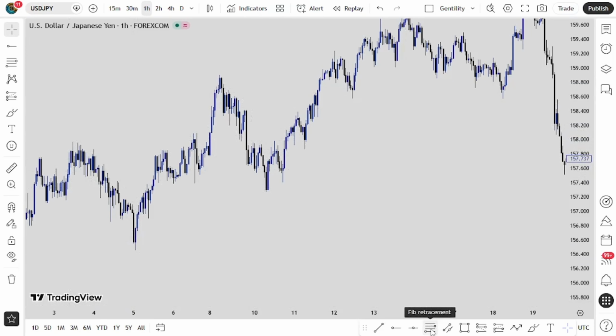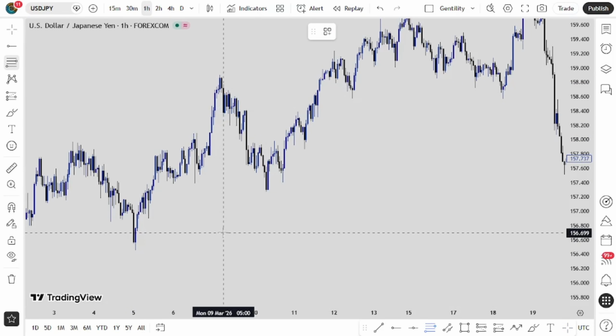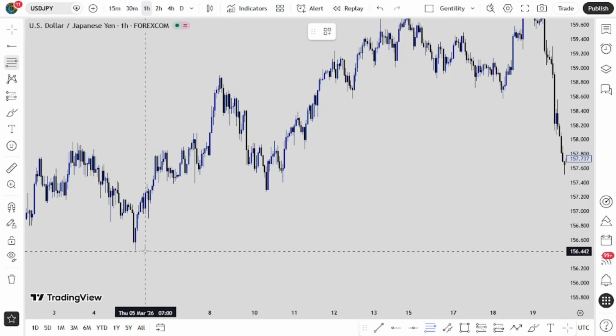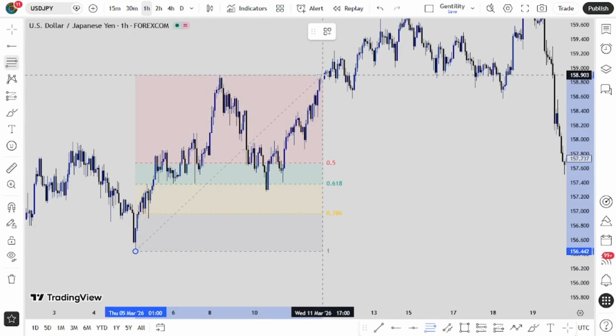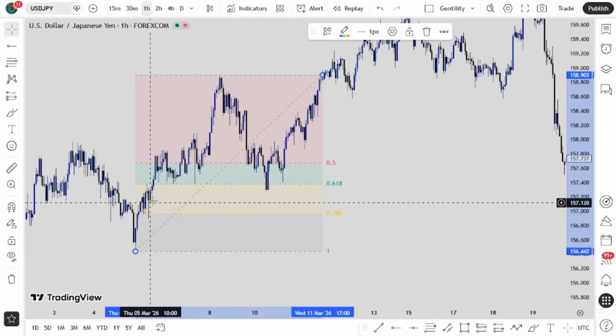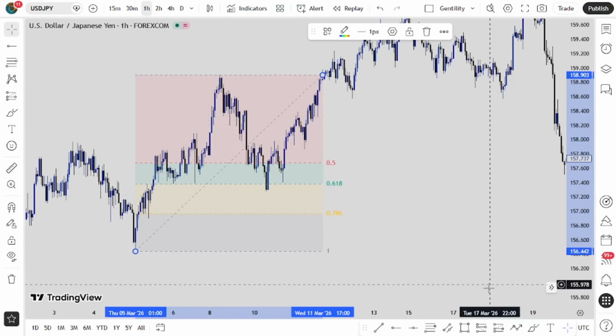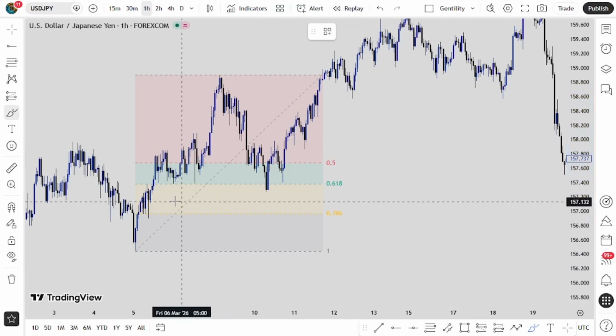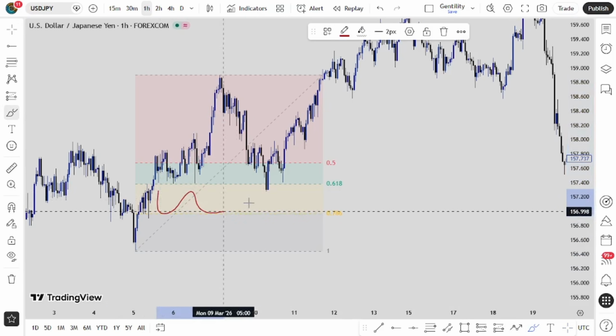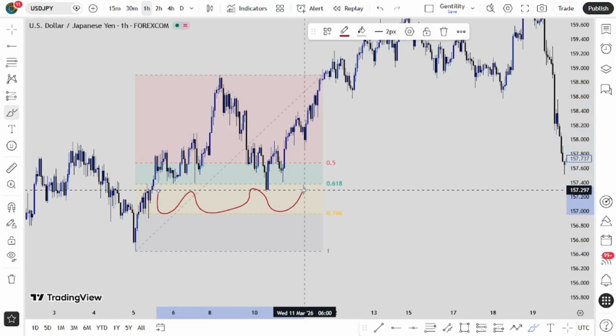Using my Fibonacci, all I have to do is, remember, in an uptrend, you want to draw from the recent swing low to the recent swing high. Wait for price to come into the 0.78 or the 78% retracement zone. At this particular zone is where I want to look for entry opportunities, this particular zone here.